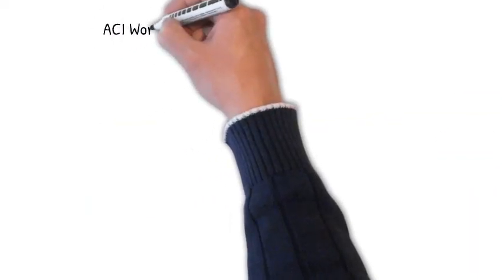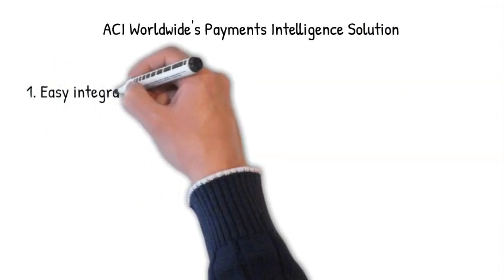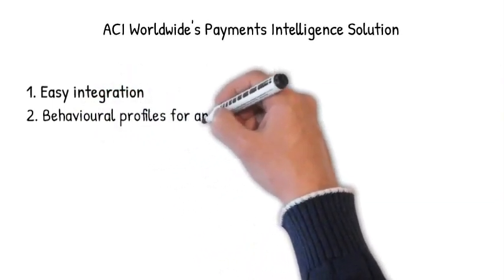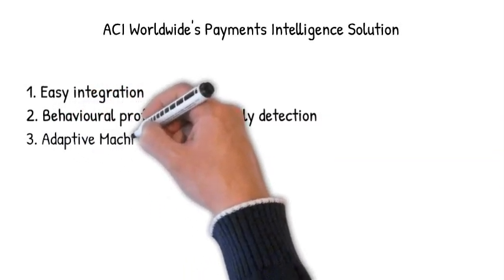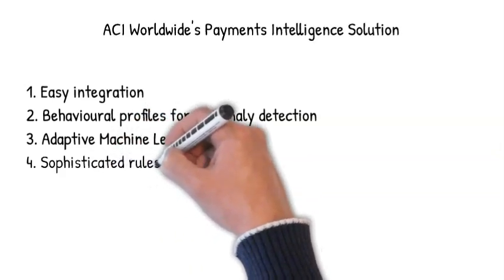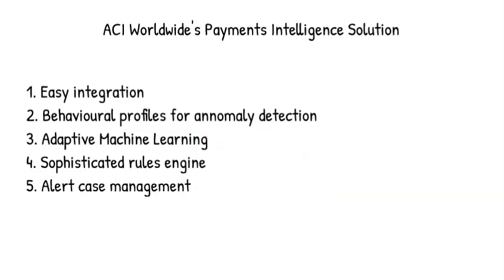In summary, ACI Worldwide's payments intelligence solution enables easy integration to payment gateways, access control servers, and payment switches, behavioral profiles around the merchant, consumer, device, biometrics, and any other transaction element that can reveal anomalies, adaptive machine learning capabilities that produce scores to indicate the level of risk, sophisticated rules engine for today's market needs, and alert case management rich in features and functionality, and many more.